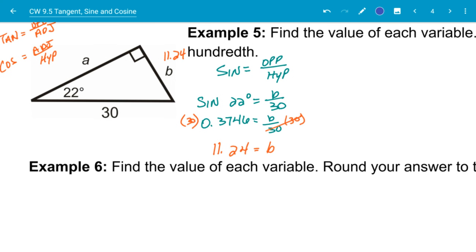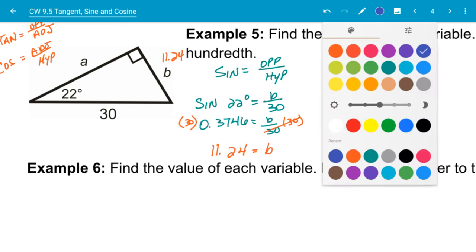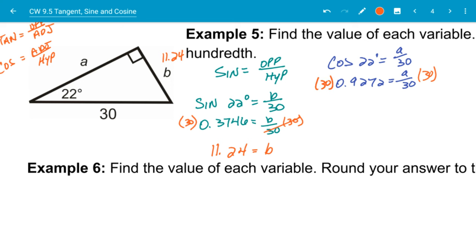So I'll use my cosine first. My cosine of 22 degrees is equal to my adjacent, which is A, over my hypotenuse, which is 30. So 22 degrees cosine gives me 0.92718, and that is A over 30. I'm going to multiply both sides by 30. I just cleared my calculator out, so I'm going to hit cosine 22 again and multiply that by 30. And when I do that, I get 27.815. So that's going to be 27.82 is equal to A.